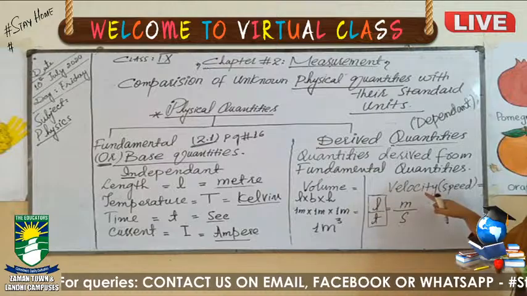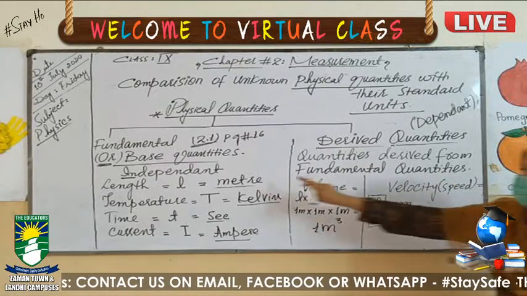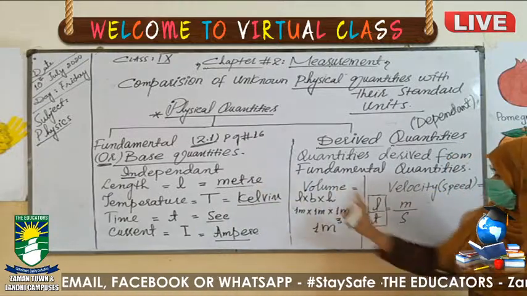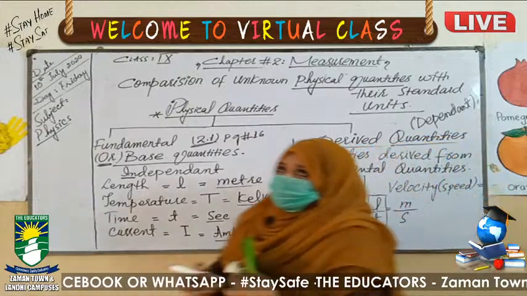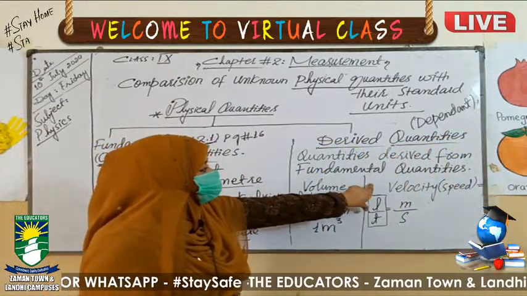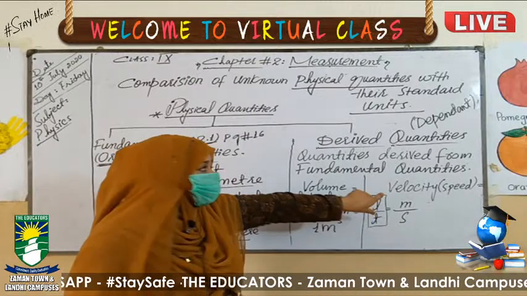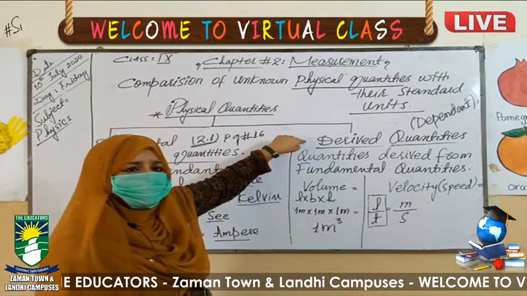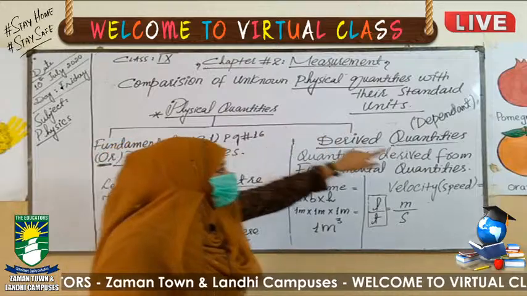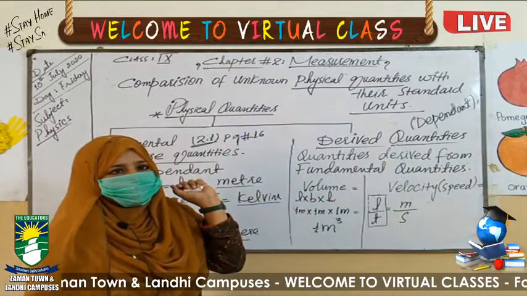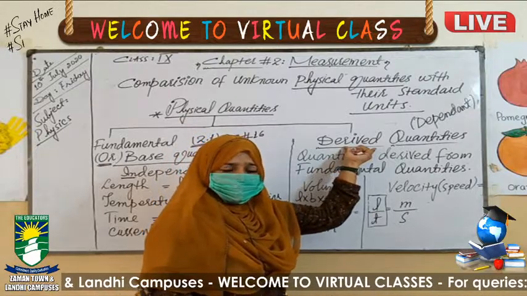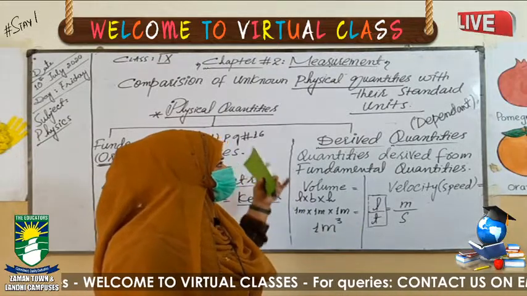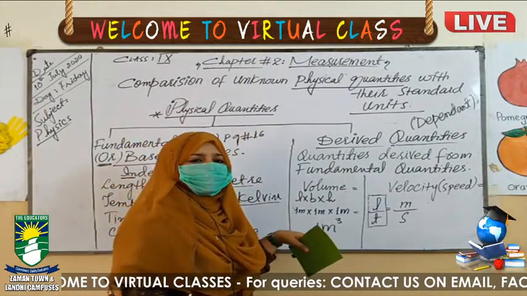Velocity is composed of two fundamental quantities. Length is a separate quantity and time is a separate quantity. Because velocity is composed of more than one fundamental quantity, it is known as a derived quantity. So we can define derived quantities as the quantities derived from the fundamental quantities. Hope you have understood. We will have more examples to understand derived quantities when we study chapter number 3.